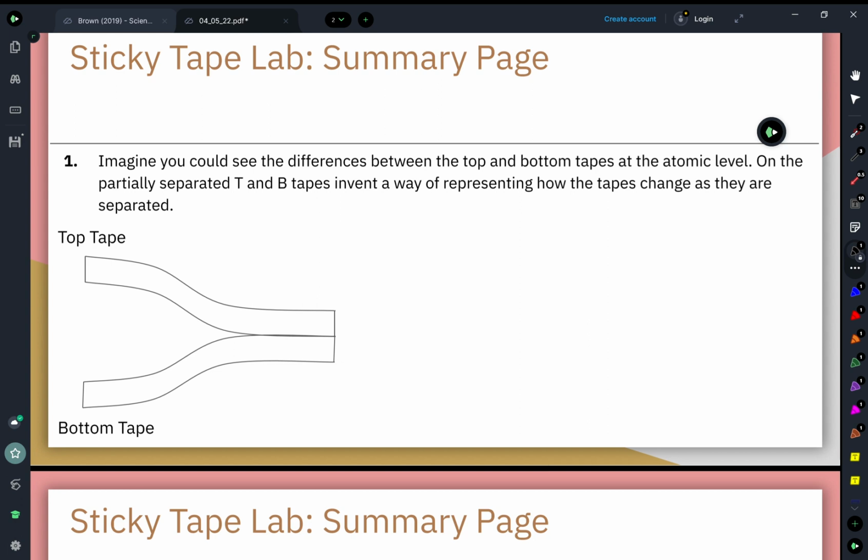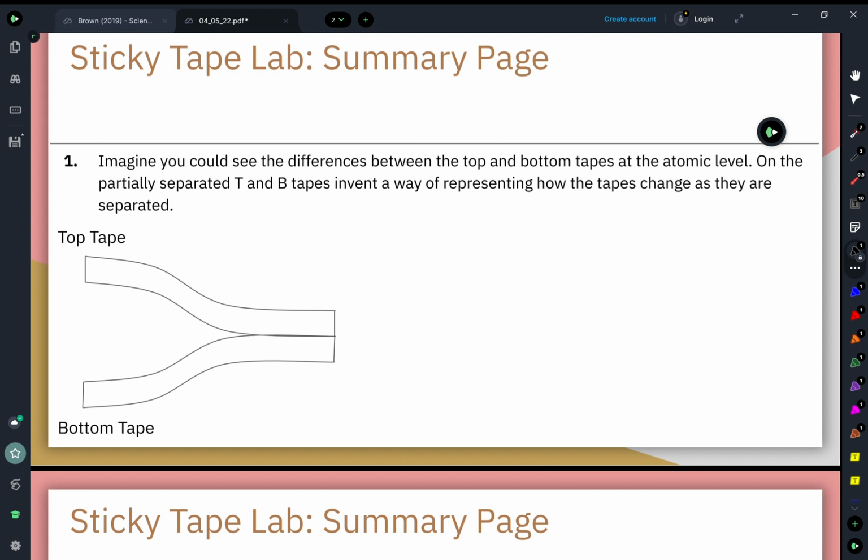So for the Sticky Tape Labs summary page, the last two pages, pages 3 and 4, have those three problems on them. These are ways for us to start representing charges on objects, how they would look, how they would move around, and really build upon our idea of objects having an excess charge, and that is why there is an electric force between them.